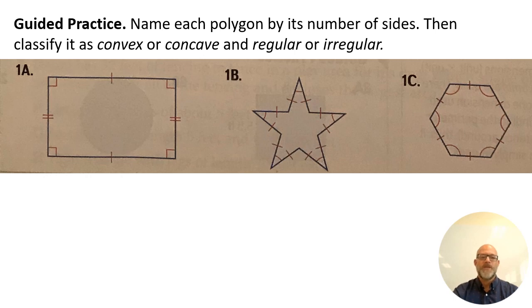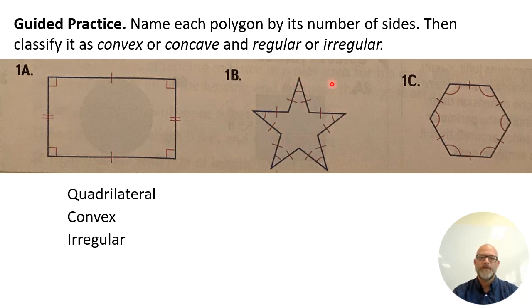All right. So you might be tempted to call this a rectangle, and while it is a rectangle, a 4-sided polygon is called a quadrilateral. It's a more broad category. All right, is it concave or convex? Convex, right? And it is not regular because it is not equilateral.